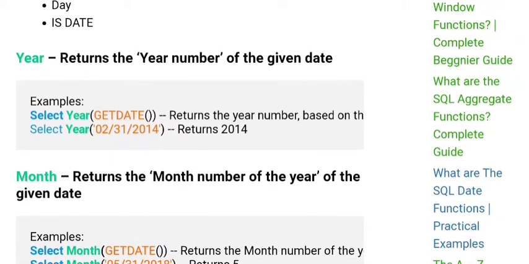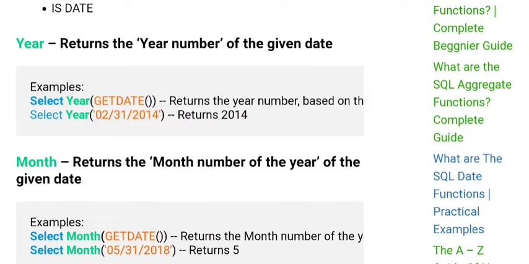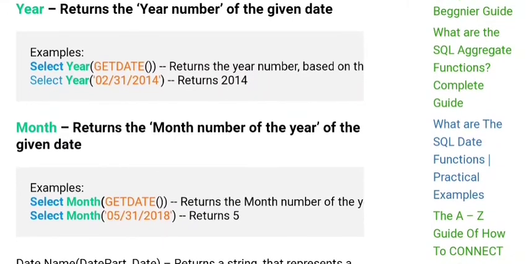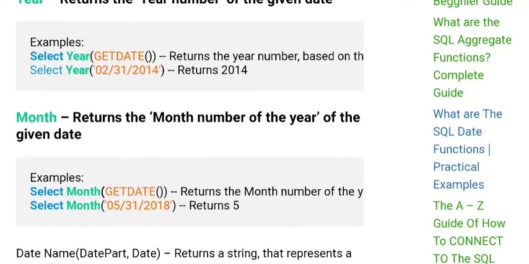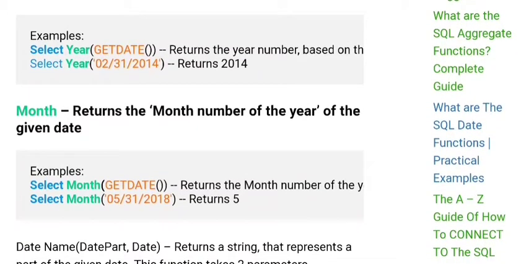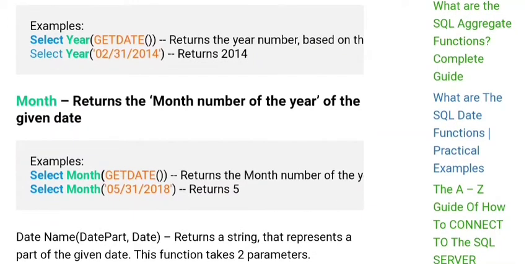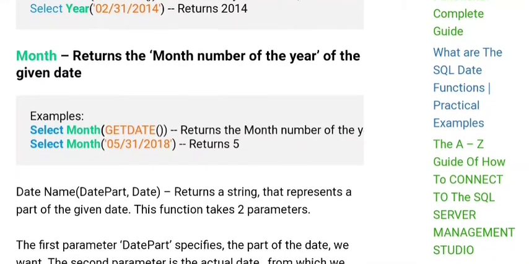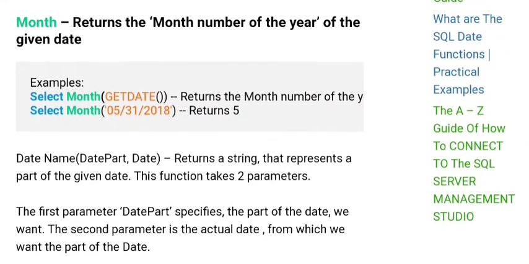The next one is month, which returns the month number for the given date. Here the same thing, we are capturing the month number for the current date as well as some other date. It returns 5 if the date is May 31st, 2018. Similarly, you can pass any date.